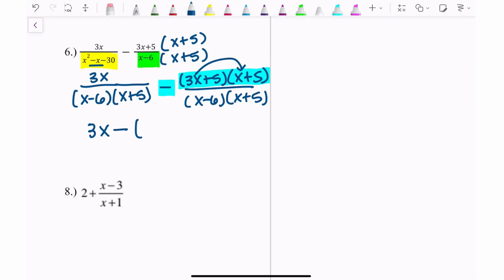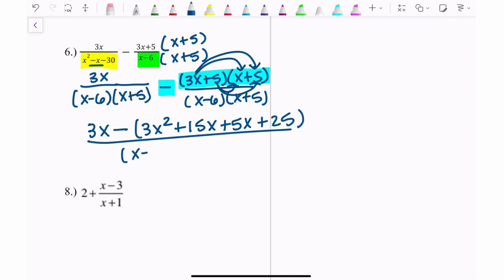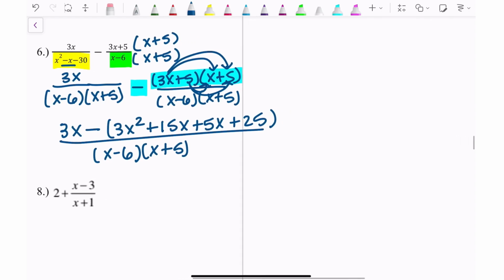So I've got 3x times x is 3x squared. 3x times 5 is 15x. 5 times x is 5x. And 5 times 5 is 25. All over x minus 6, x plus 5. All right, so then I'm going to write this. Let me just white out this.